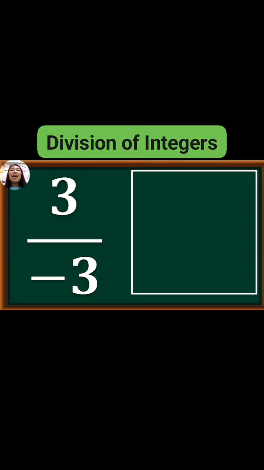And last, they are also unlike sign because they have different signs. The first one is positive and the second one is negative. So the answer is negative. Positive 3 divided by negative 3, the answer is negative 1.